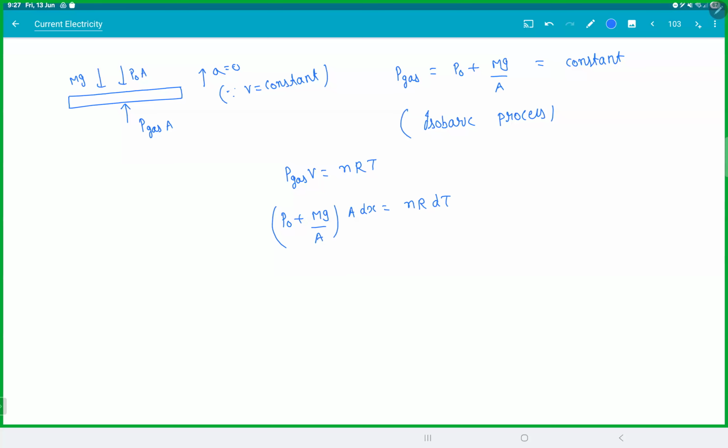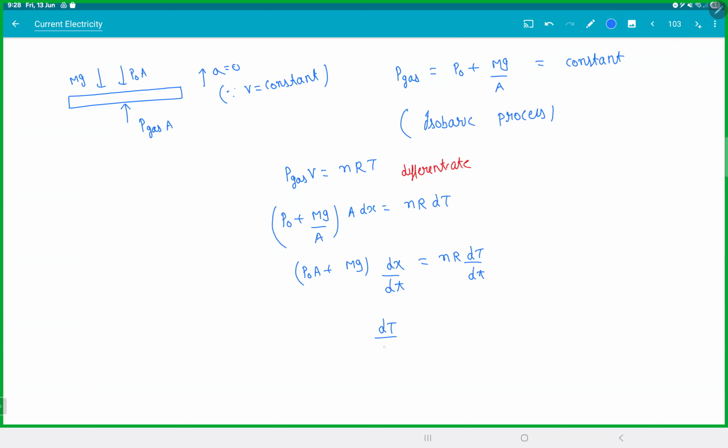From here, if I put dt on both sides, I'll get P naught plus mg by A. Just multiply that A inside: P naught A plus mg, dx by dt is equal to nR dT by dt. So basically, I differentiated here, and there I found the rate of change of temperature also.